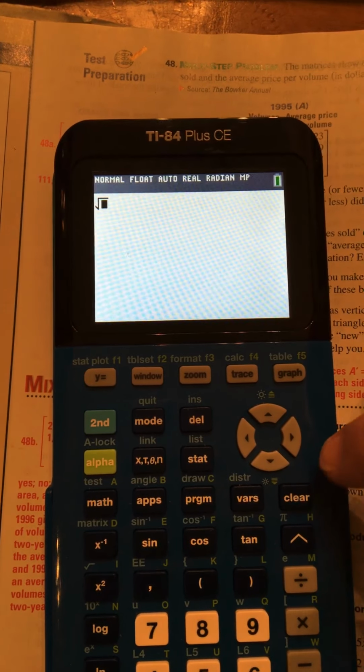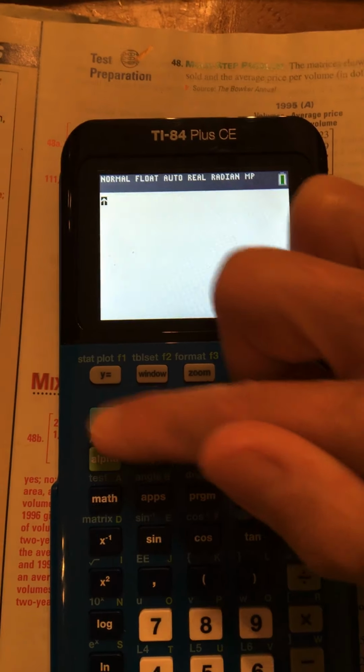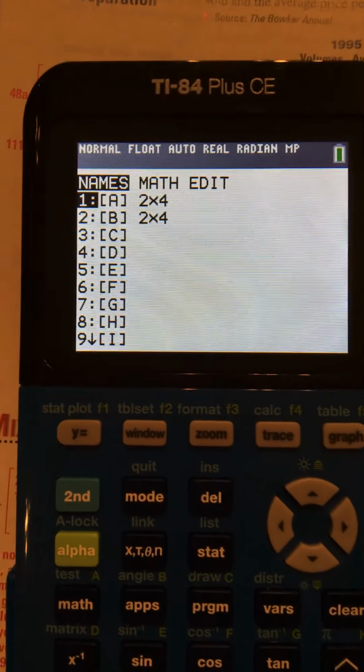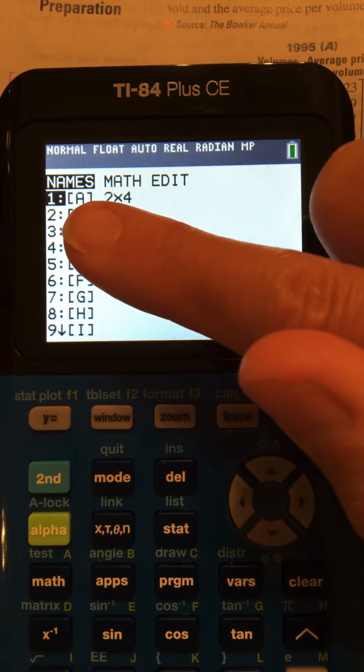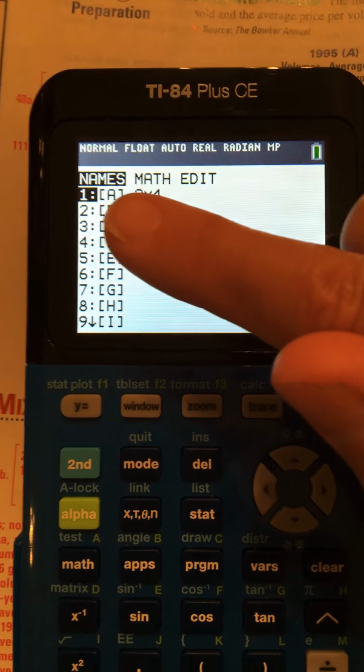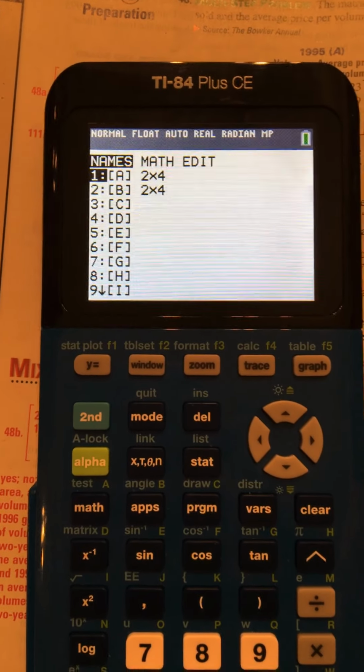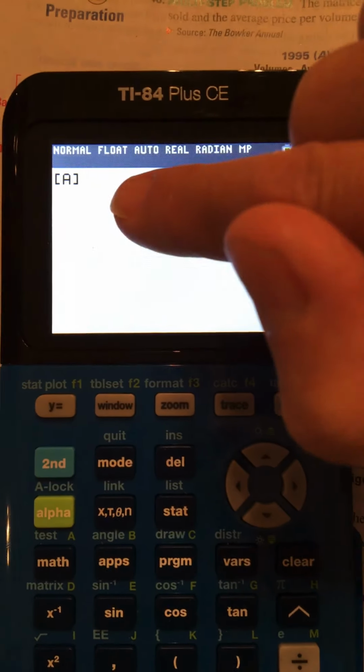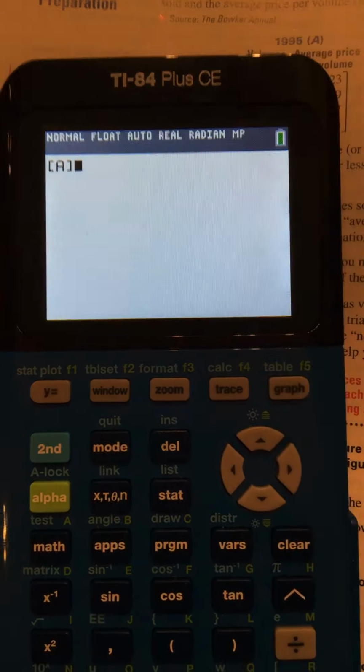Not that, I hit the wrong button. I'm going to clear that out. Second matrix, my finger was down one. And I'm going to pick the first one. So all I do here is we're on this name screen. One is already highlighted and I just hit enter. And see, it popped it over here to my math screen. And now I say plus, just right here.